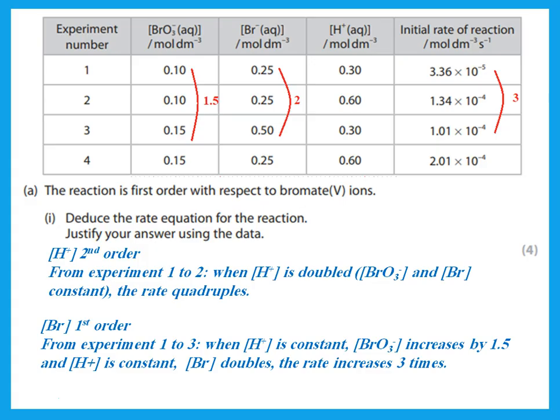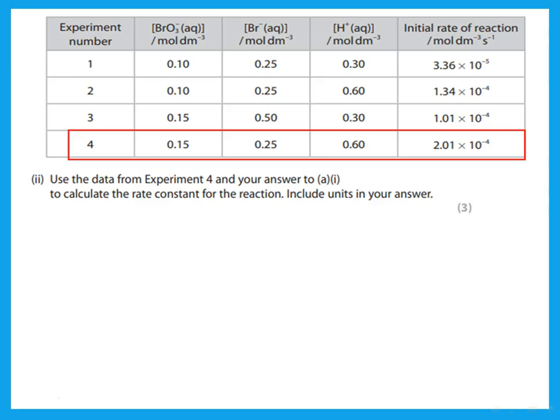Experiments 1 and 3, the H+ is constant, the bromate increases by 1.5, and it is first order, so the rate should increase by 1.5. But it increased by 3 times. That means it also increased twice like the bromide, so the bromide is first order. So that would be my rate equation. Concentration of bromate to the power 1, bromide to the power 1, H+ to the power 2.